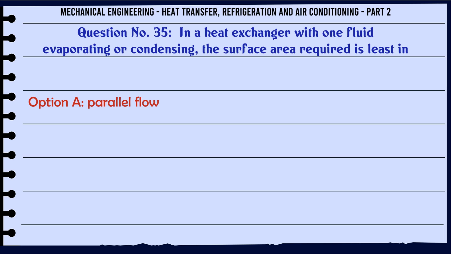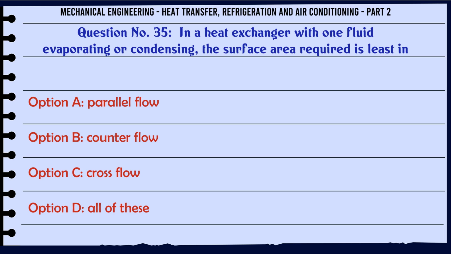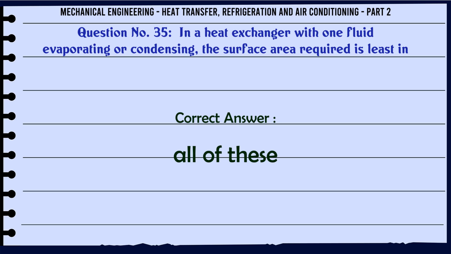In a heat exchanger with one fluid evaporating or condensing, the surface area required is least in A. Parallel flow. B. Counter flow. C. Cross flow. D. All of these. The correct answer is all of these.